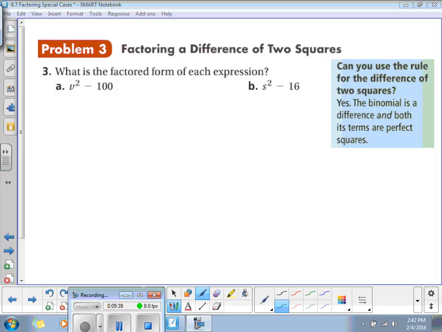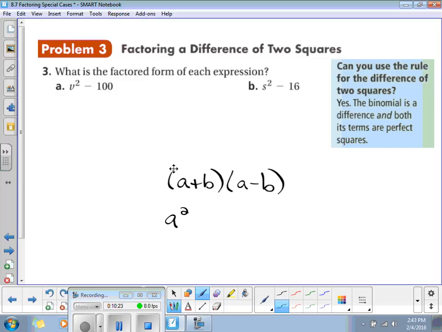Problem 3 is factoring a difference of two squares. So here, this is a difference. We know it's a difference because it's subtraction, right? And we have to see if we have perfect squares for A and B. Okay? Now, remember when we had the A plus B times the A minus B, right? And then when we FOILed this, what happened? Do you remember what happened?